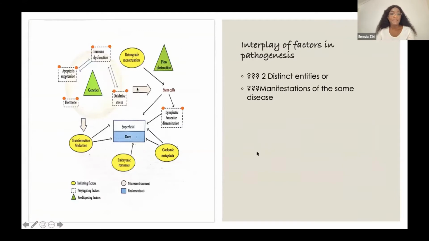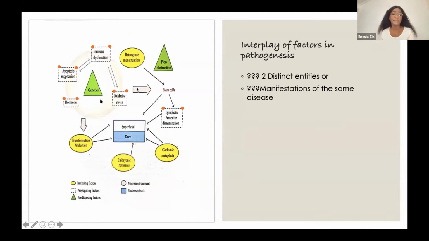So this slide here is a depiction of the factors that are at play in the pathogenesis. So there are different schools of thought. For some, they say that superficial and deep endometriosis are two distinct entities with different pathogenetic pathways. But there are those who believe that this is actually a spectrum, or a continuum of one disease, with deep infiltrating endometriosis being on the extreme end or representing the most severe form of this disease.